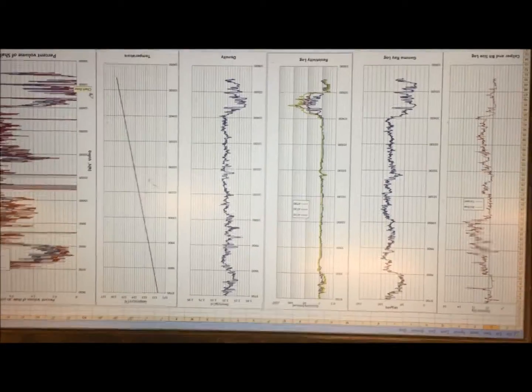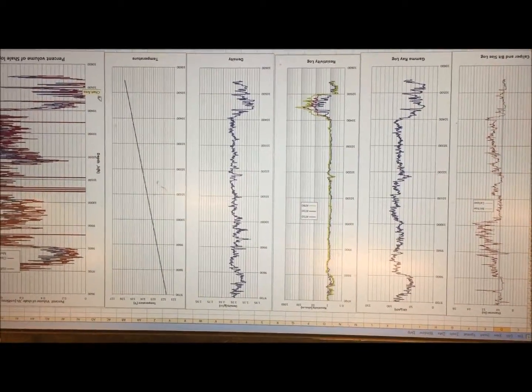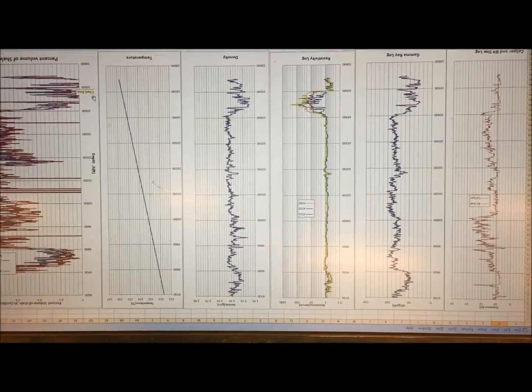But anyway, the phenomenon of washout. What happens is clay is basically composed of layers, and it's relatively fragile.